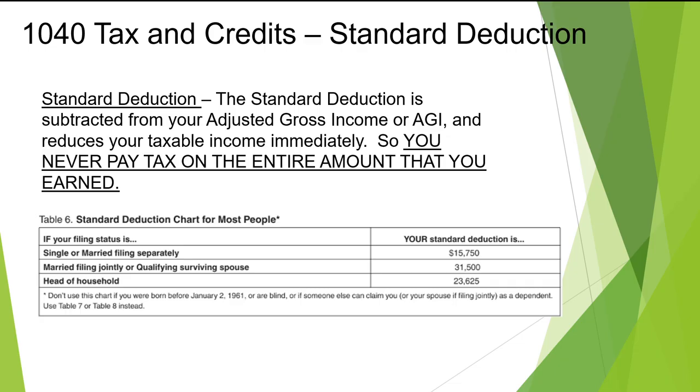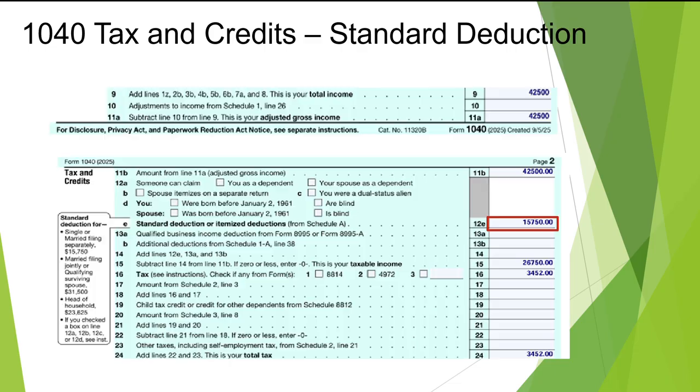But again, the primary point for the standard deduction, it's going to be subtracted from your adjusted gross income. And normally there is no point in using itemized deductions because you can never get itemized deductions that add up to more than your standard deduction. Now, this screen shows the standard deduction and how it gets subtracted from your total wages and adjusted gross income.